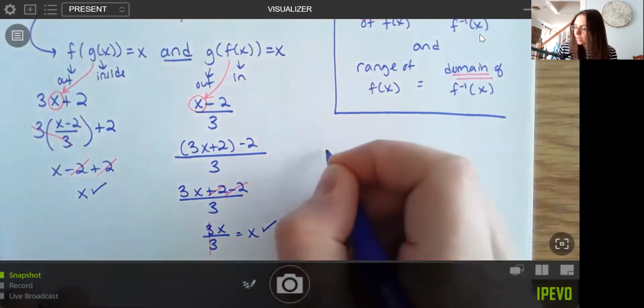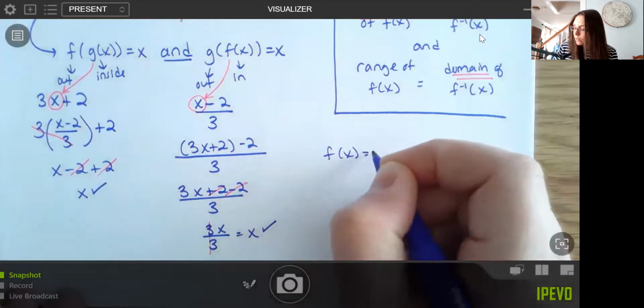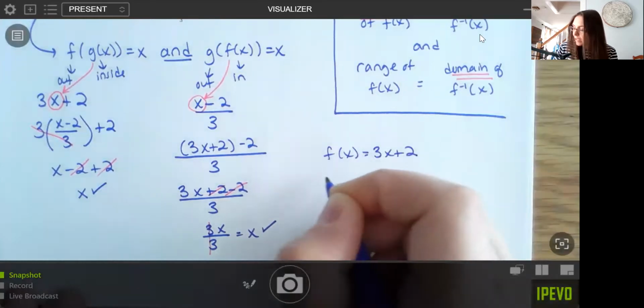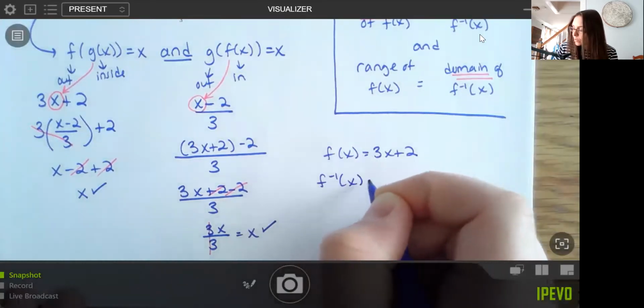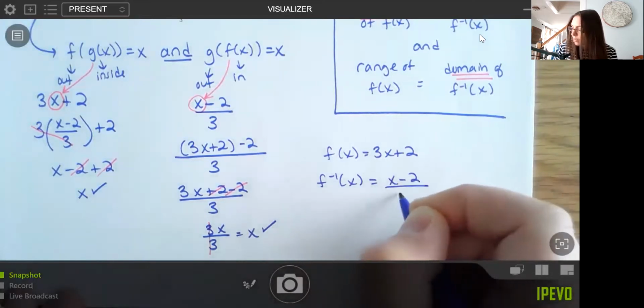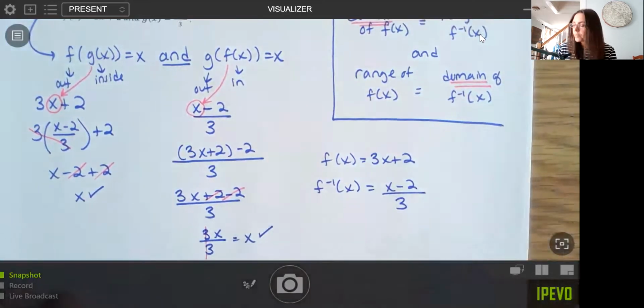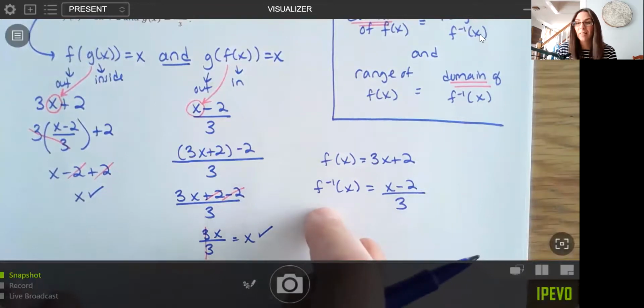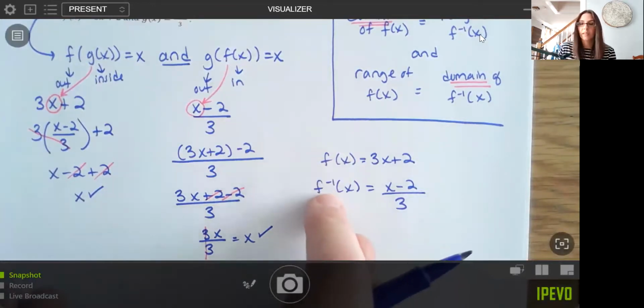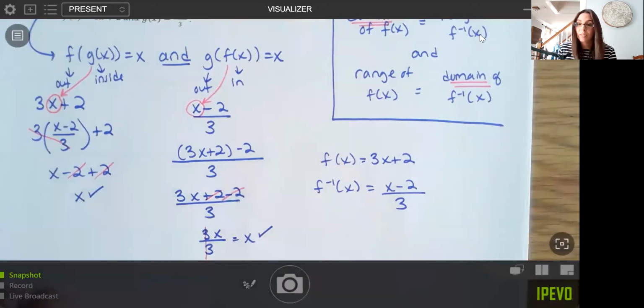So if we want to, we can write this as f of x equals 3x plus 2, and f inverse of x is equal to x minus 2 over 3. We do often rename it, kind of telling the world, hey, these are inverses. So we give it that special notation to say that these two are inverses of each other. So they basically undo each other.